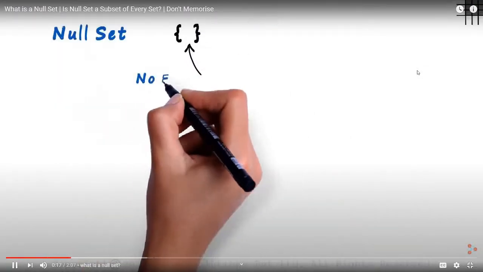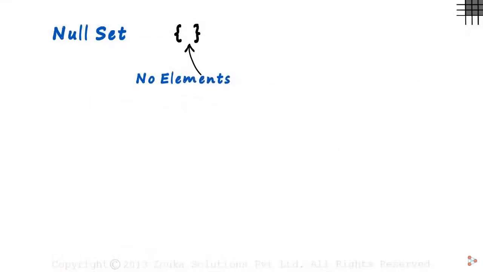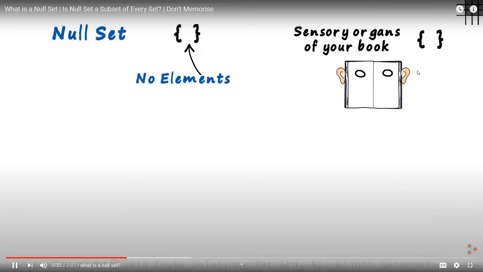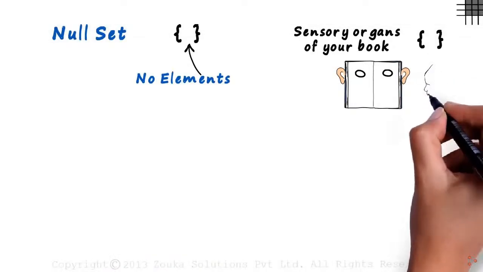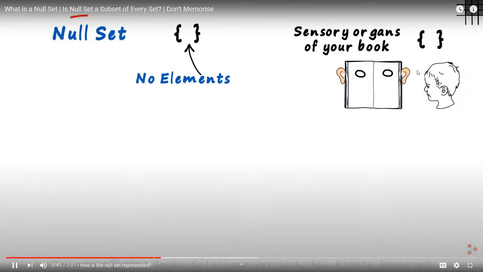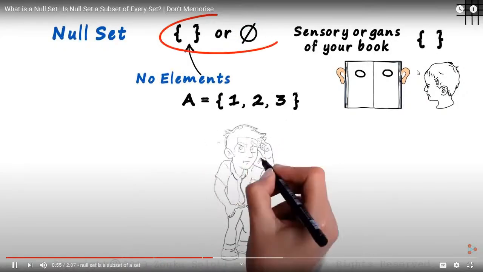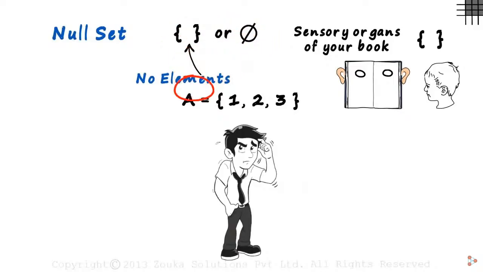This is a set with no elements inside it. Like the set of sensory organs of your book is a non-living thing and does not have ears or eyes. The same goes if you're asked about the set of sensory organs of a human being, anyway, the null set. Now think about it. Is the null set a subset of the set A? Yes, the null set is a subset of every set.